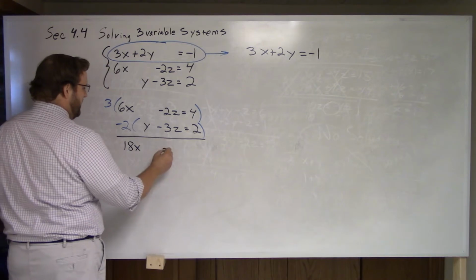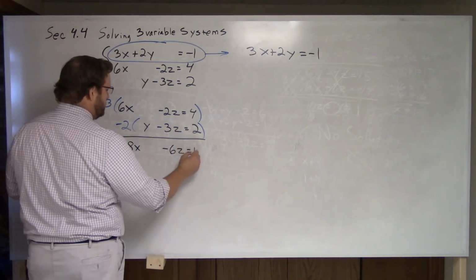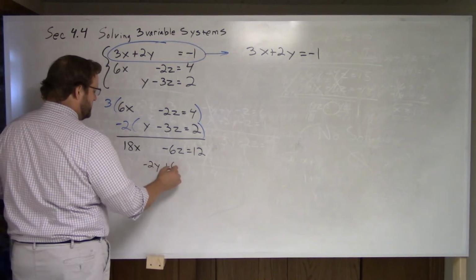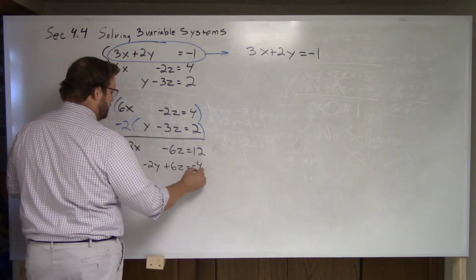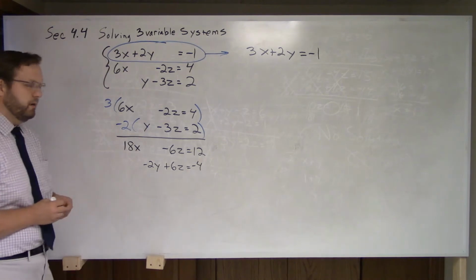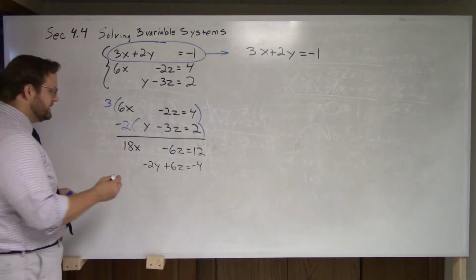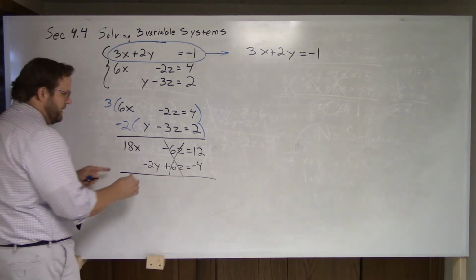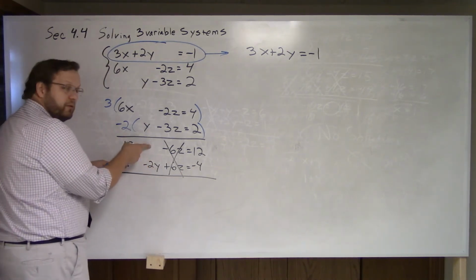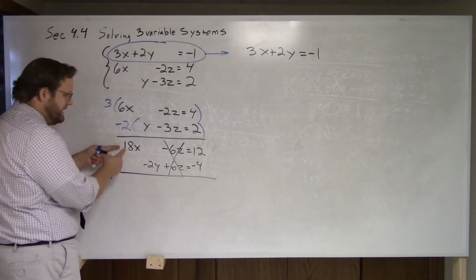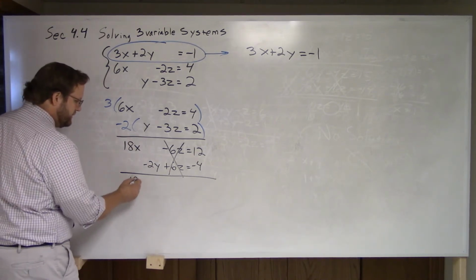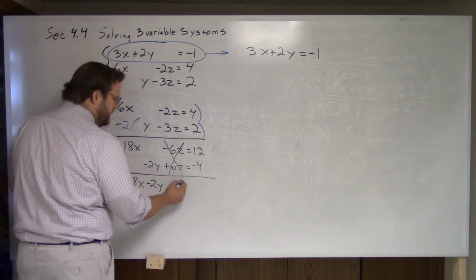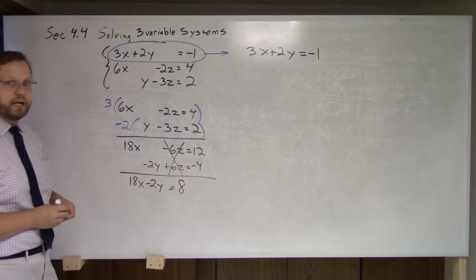So what we get is 18x minus 6z equals 12. Then negative 2y plus 6z equals negative 4. Okay, now watch what happens. The z's eliminate. That's what we wanted to happen. Now these have nothing to add with, so they just drop down. Because it's 18x plus nothing, well that's 18x. Nothing minus 2y is negative 2y. And then we get an 8 with those constants.